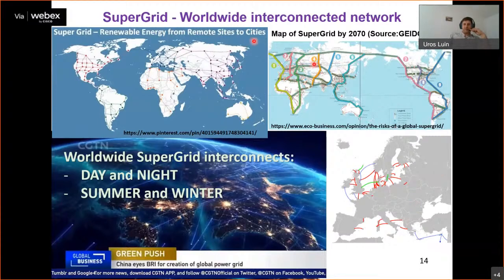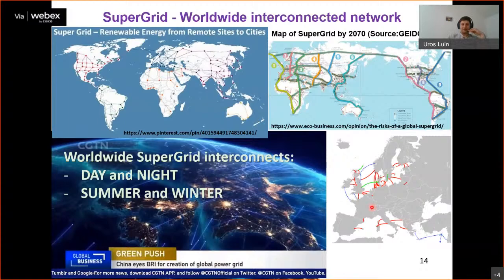What's the benefit of supergrid? If we interconnect the entire planet, we make from renewable energy sources, like the sun, a continuous energy source, because we interconnect day and night, and we interconnect summer and winter. But unfortunately, this is not going to happen soon. Here there are some dates showing the year 2070 when this supergrid will see the light.